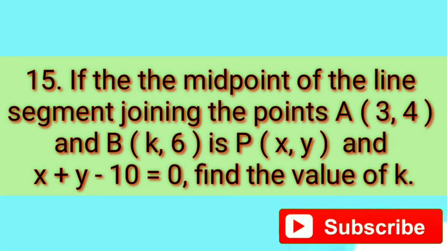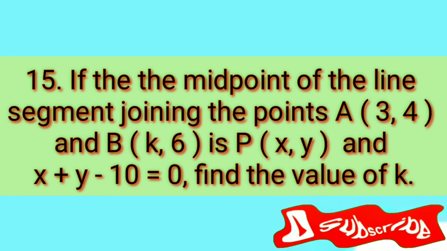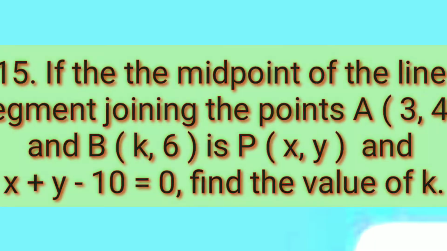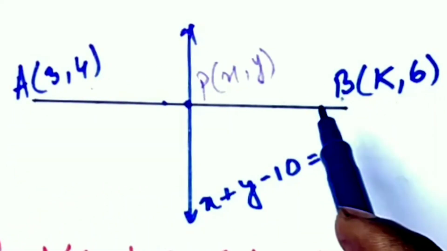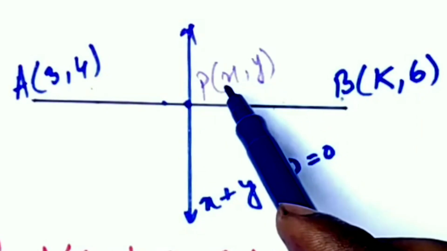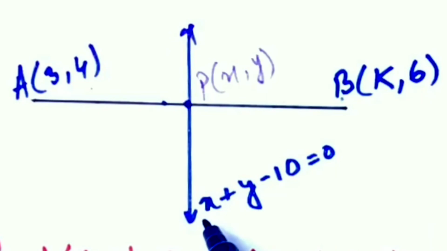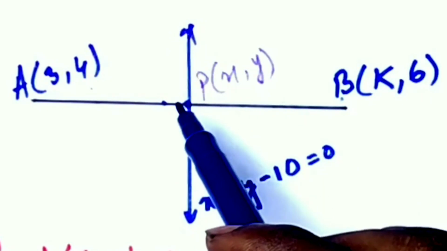Here we have a question. If the midpoint of the line segment joining the points A(3, 4) and B(k, 6) is P(x, y) and x + y - 10 equals 0, find the value of k. Here we have drawn the diagram A(3, 4), B(k, 6), and P(x, y) is a point which divides it into two equal parts, where x + y - 10 equals 0 is the line passing through P.